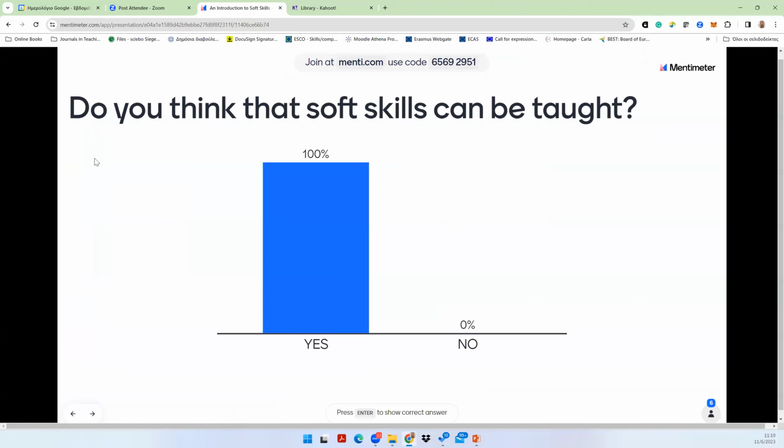So the first thing, do you think that soft skills can be taught? As I can see, we have yes, and we are going to move to the advertisement. We have more transparencies also to discuss. As I told you, soft skills can be taught, but they can be taught only by engagement. So you have two ways and three stages, or four stages I would say, how to realize the soft skills and how to practice what we are going to discuss in this course.